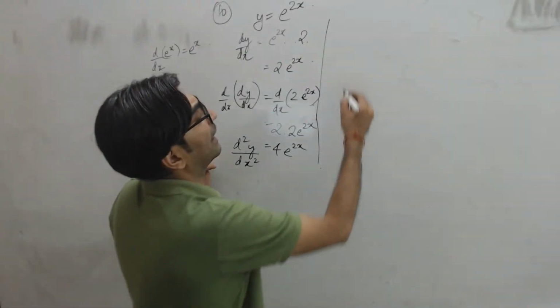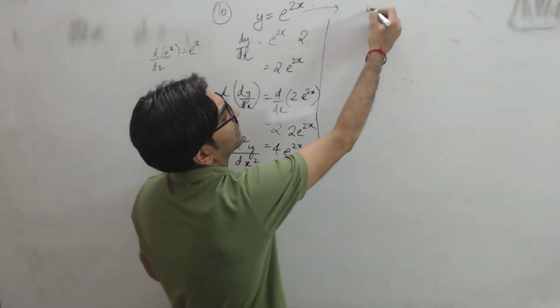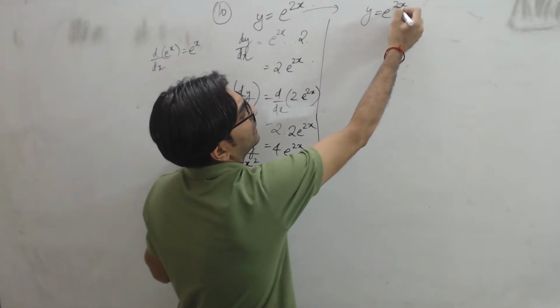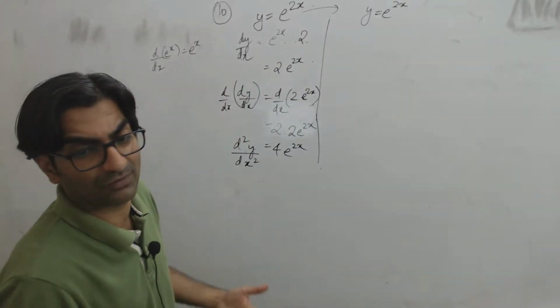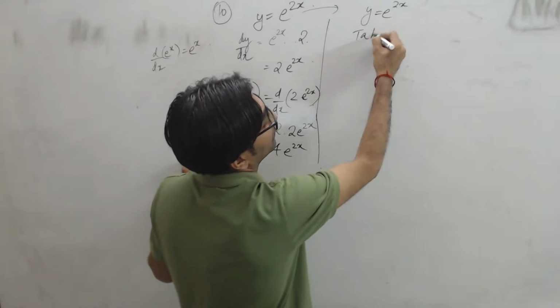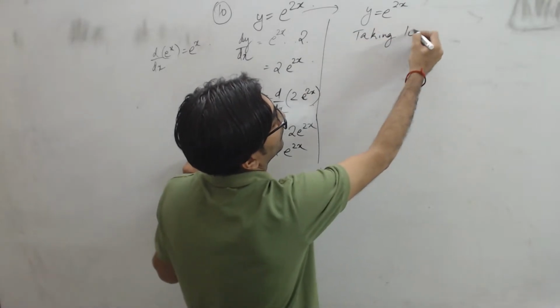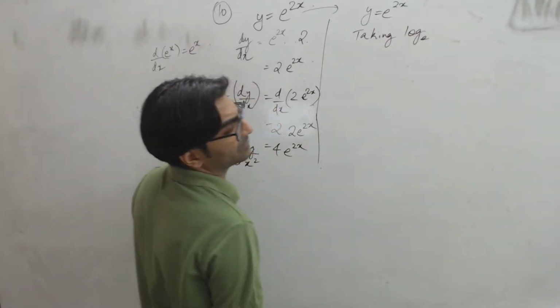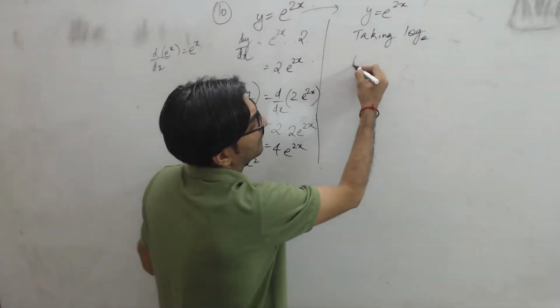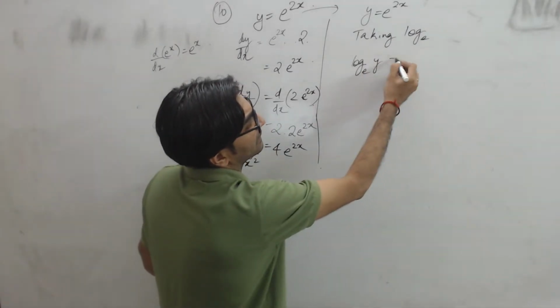dy square. I'll first have to inverse this function, right? So y is equal to e power 2x. To calculate x in terms of y, you take log. Take log in the base of e. Right? So if you do that, the LHS becomes log y in the base e.